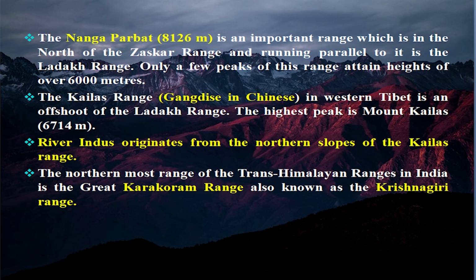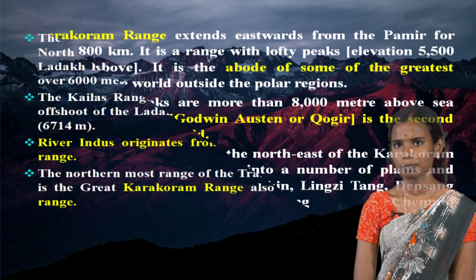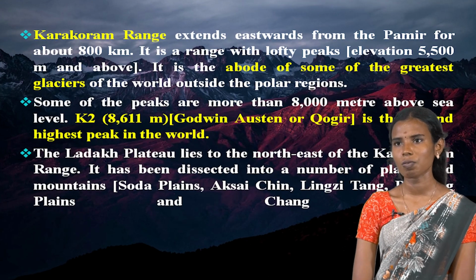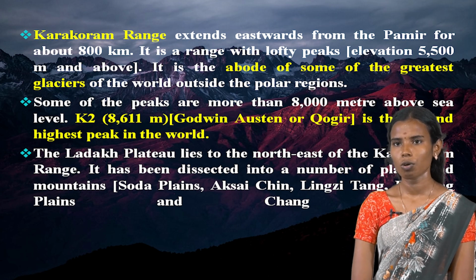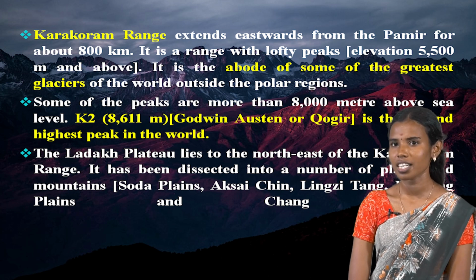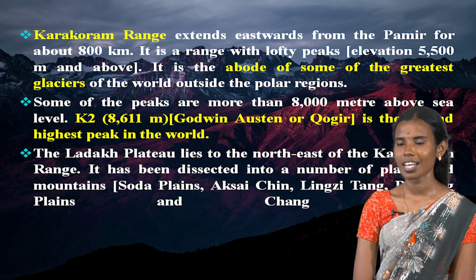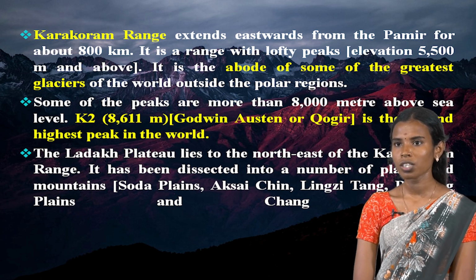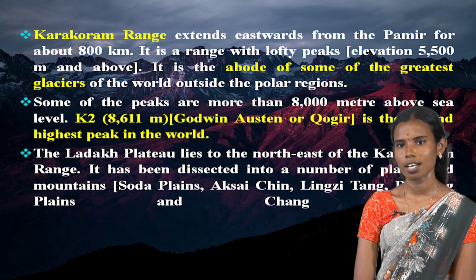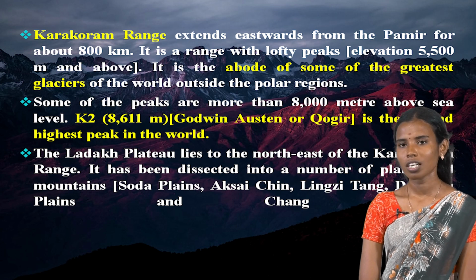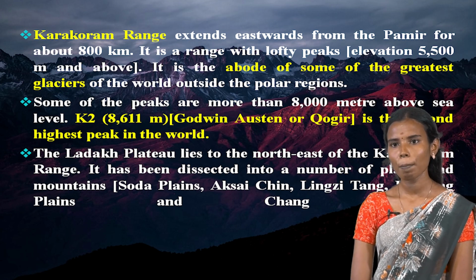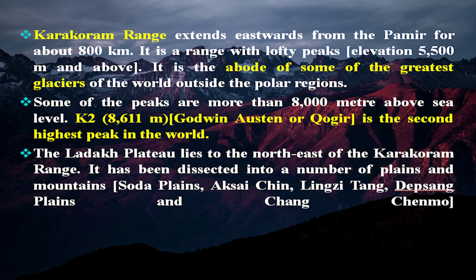The northernmost range of the Trans-Himalayan ranges in India is the Great Karakoram range, also known as Krishnagiri range. The Karakoram range extends eastward from the Pamir for about 800 km. It is a range with lofty peaks, and it is the abode of some of the greatest glaciers of the world outside the polar regions like the Arctic and Antarctic. Some of the peaks are more than 8000 meters above mean sea level. For example, Mount K2, that is Godwin Austen, the second highest peak in the world, lies in these Trans-Himalayas. The Ladakh plateau lies to the northeast of the Karakoram range. It has been dissected into a number of plains and mountains.